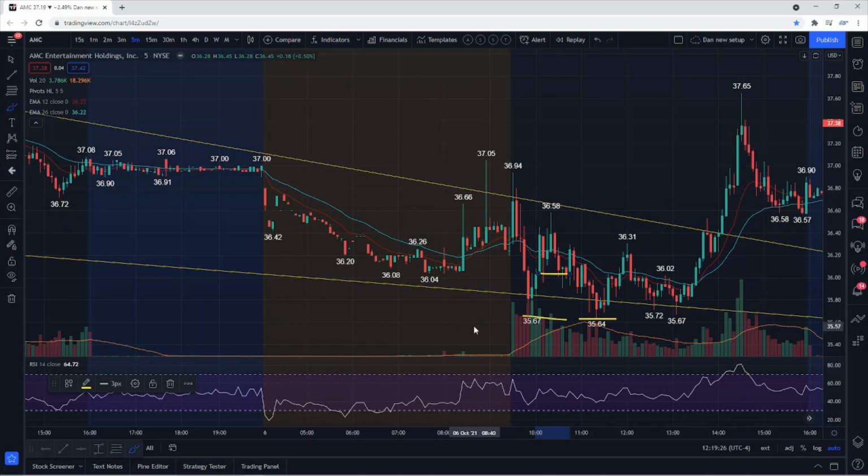Why did I choose that level? I'm giving a bit of wiggle room, and I'm going under psychological 35.50. 35.50, just a nice round number, and 1 penny doesn't mean anything to me, so I just put my stop right under that psychological number.